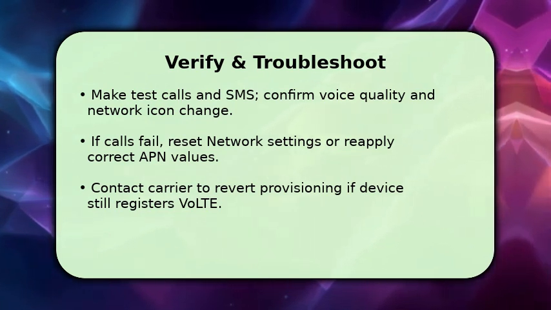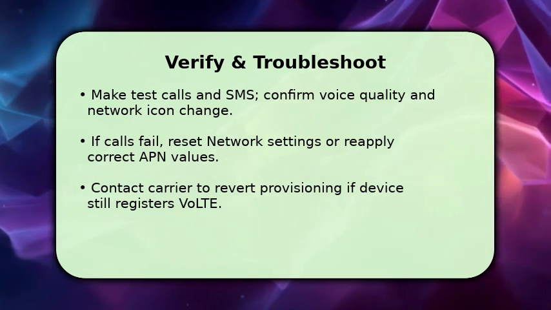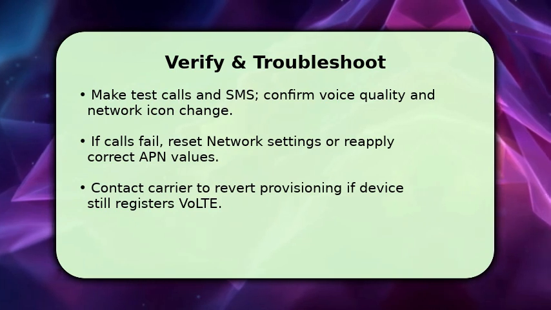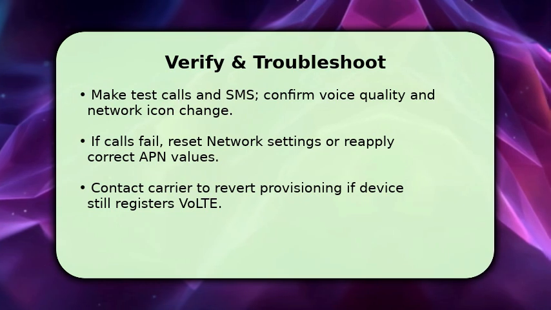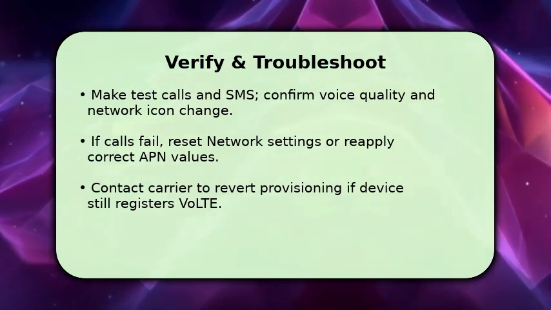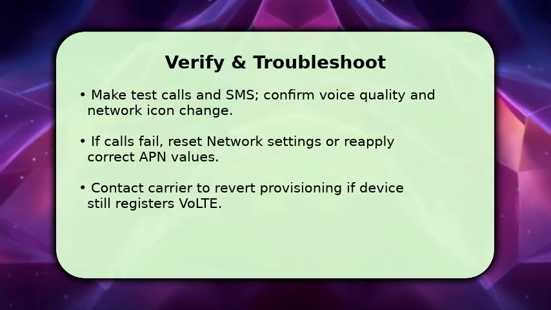If calls fail or data is disrupted, reset network settings or manually re-enter APN details you saved earlier, because incorrect APN can block voice fallback. If the device still registers VoLTE, contact your carrier to remove provisioning or toggle service at their end. Remember, if something goes wrong, revert settings and reboot before escalating to support.